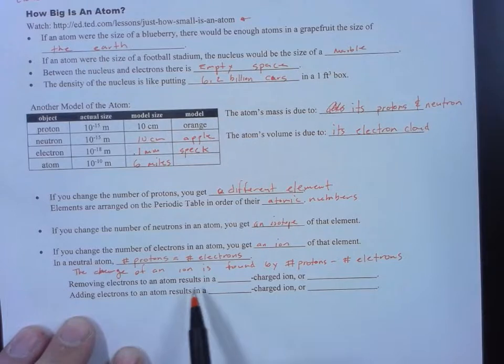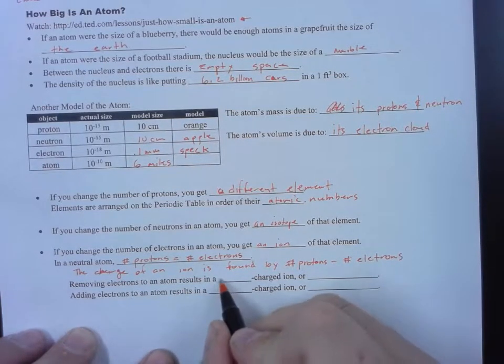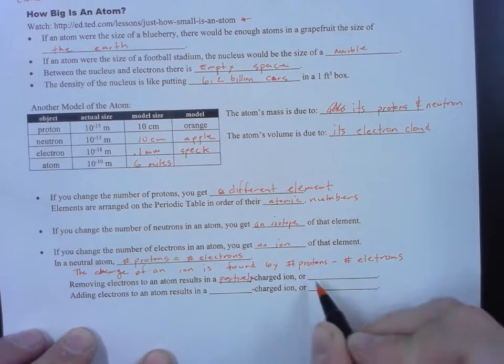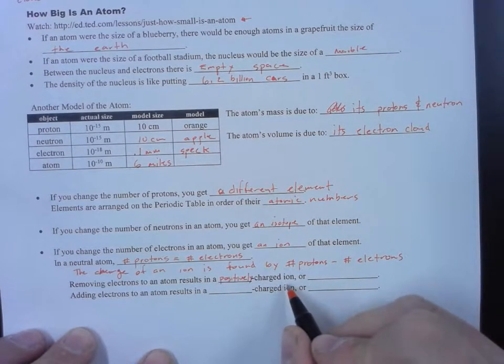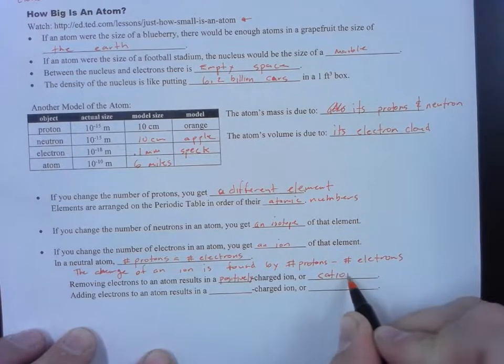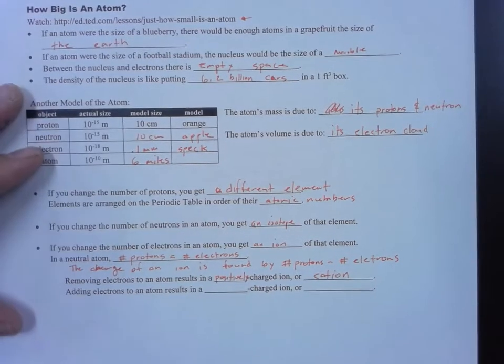Removing electrons from an atom results in a positively charged atom, a positively charged ion, or something called a cation. I'm going to demonstrate below here.